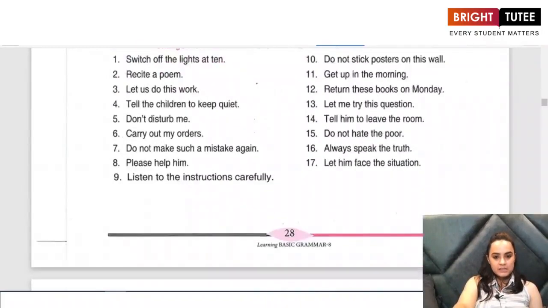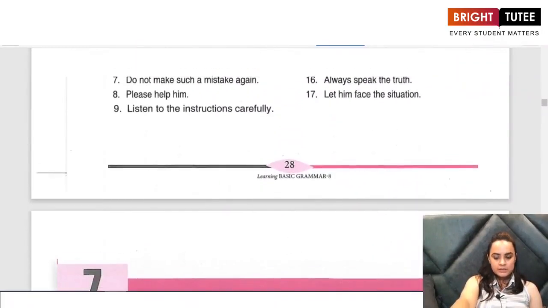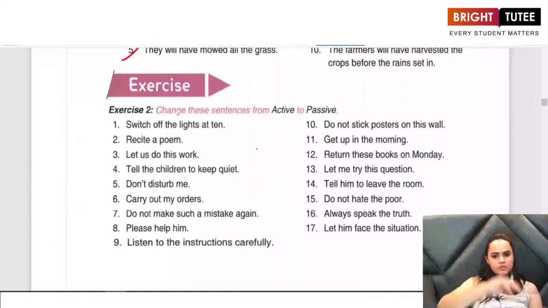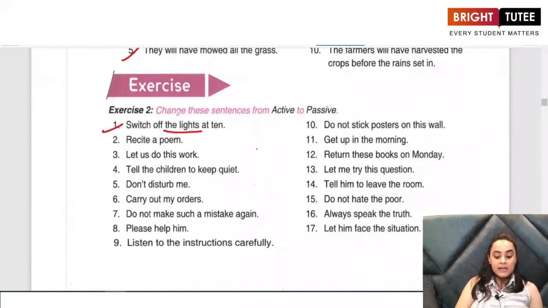I think this is the last question. Yes, this is. So changing it, these are just random sentences. You have to change them from active to passive. Switch off the lights at 10. We have an object in the sentence and this is an imperative sentence. So, let the lights be switched off at 10. Recite a poem. Let a poem be recited.